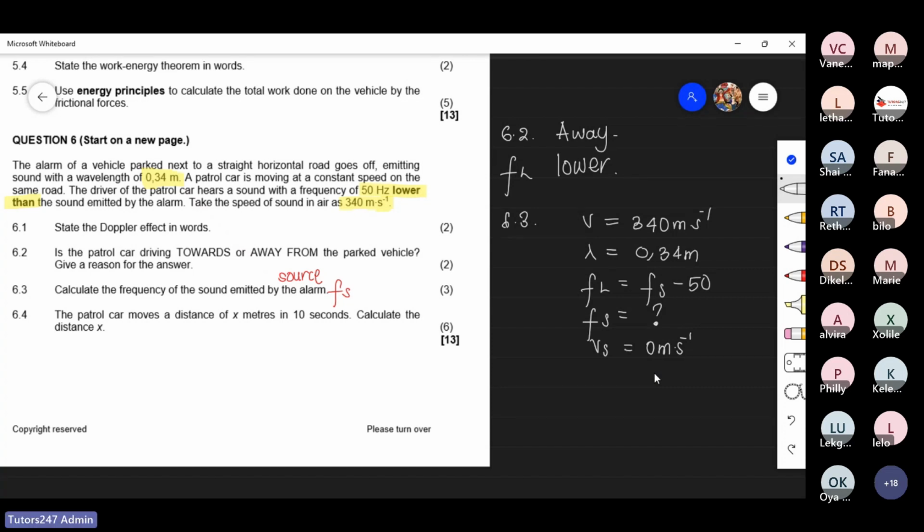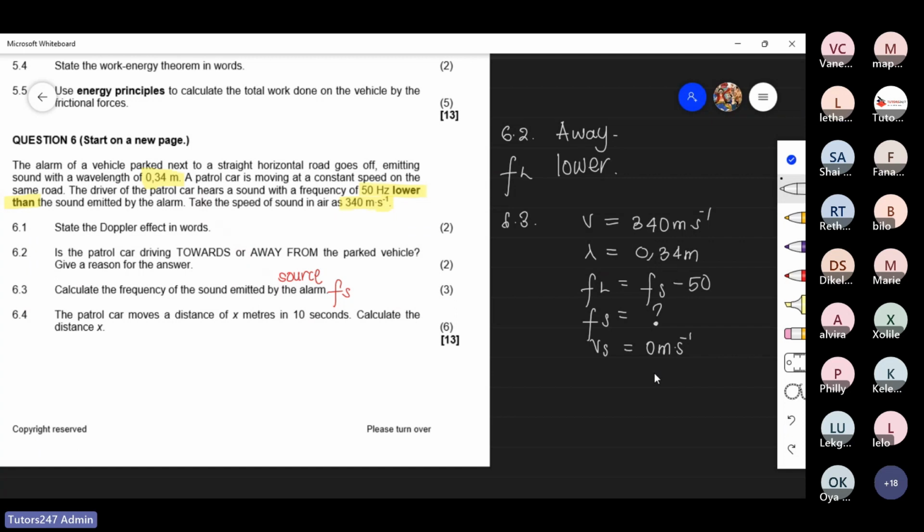Let us just go back and see. The alarm of a vehicle parked next to a straight horizontal road goes off, emitting sound with a wavelength of 0.34 meters. A patrol car is moving at a constant speed on the same road. The driver of the patrol car hears a sound with a frequency of 50 hertz lower than the sound emitted by the alarm. Take the speed of sound in air as 340 meters per second.